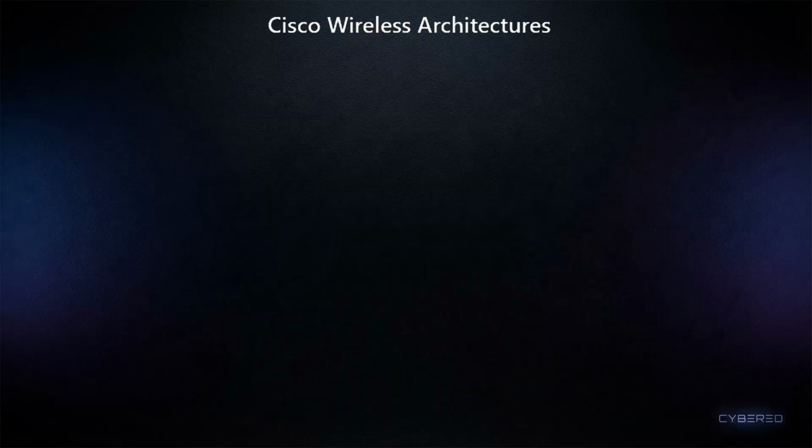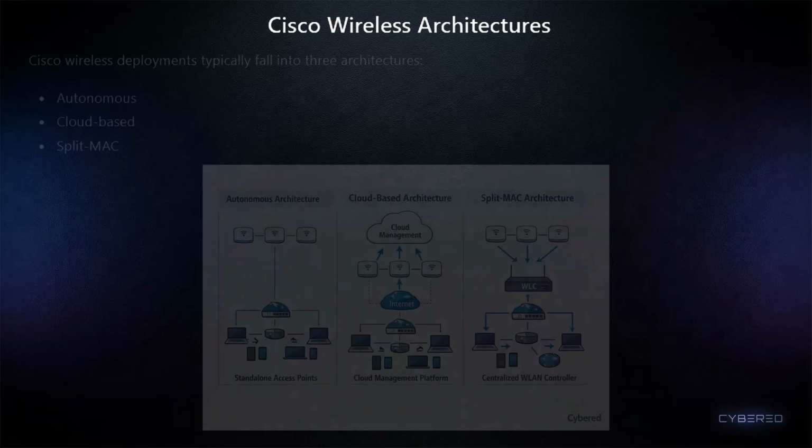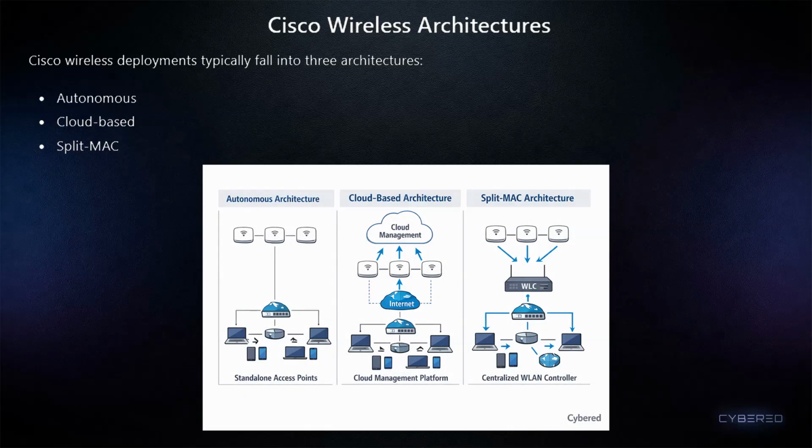When designing a wireless network, the primary goal is to provide optimal performance, scalability, and manageability for all users. While purchasing access points is straightforward, selecting the correct wireless architecture is critical, as each model has different strengths and use cases. Cisco wireless deployments typically fall into 3 architectures: autonomous, cloud-based, and split MAC.